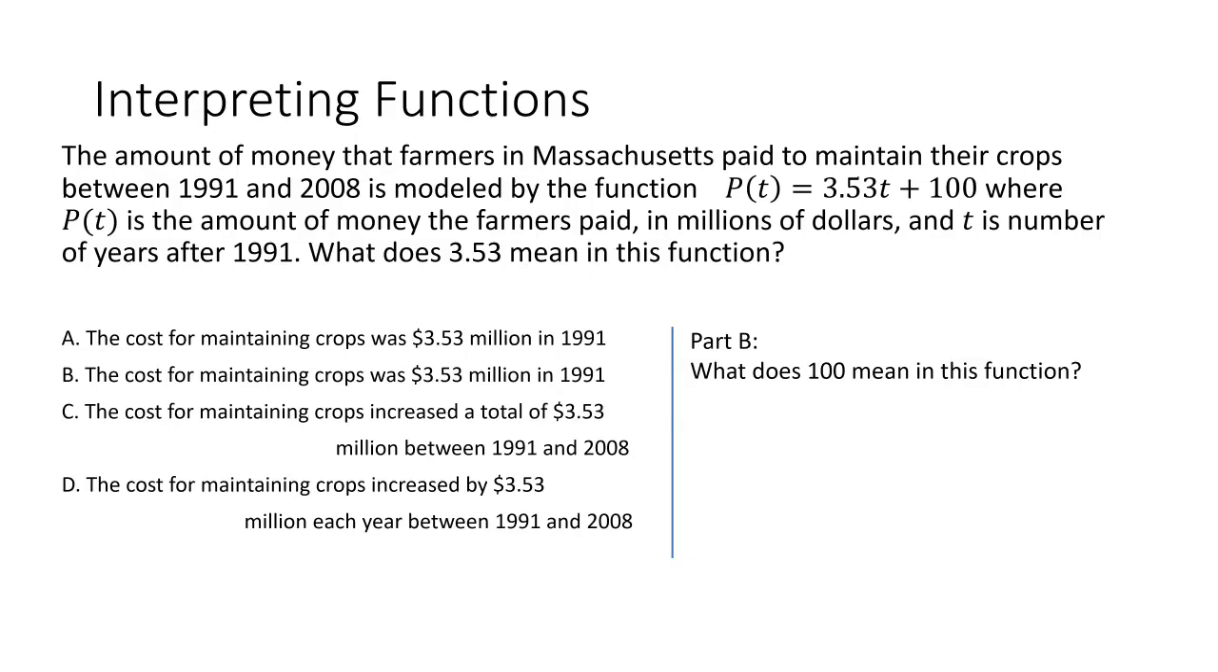Before we even look at the options, one of which is duplicated, so we can ignore that, we want to come up with our own idea of what it might mean, and then see which of these fits best. So what part of my equation does 3.53 represent? In terms of slope-intercept form, M, our slope, our rate of change. 3.53 represents our rate of change.